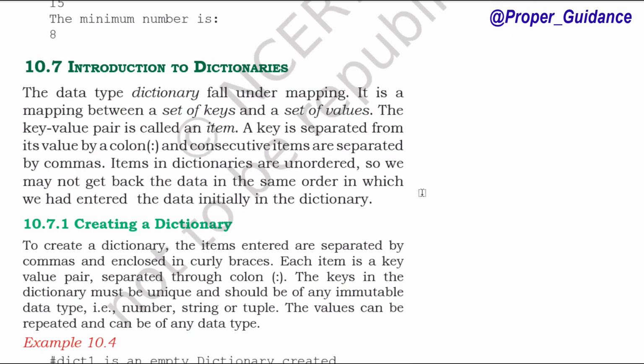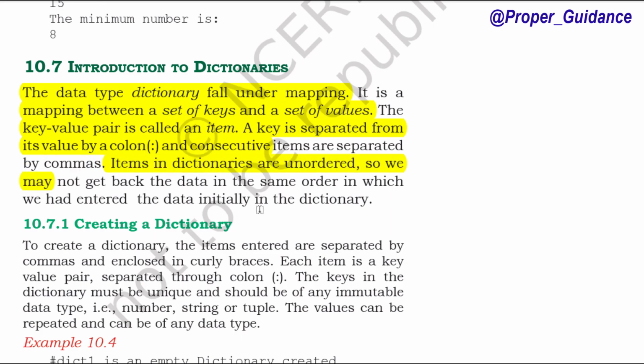Introduction to dictionaries. What is a dictionary? You know, the data type dictionary falls under mapping. It is a mapping between a set of keys and a set of values. The key value pair is called an item. A key is separated from its value by a colon, and consecutive items are separated by commas.